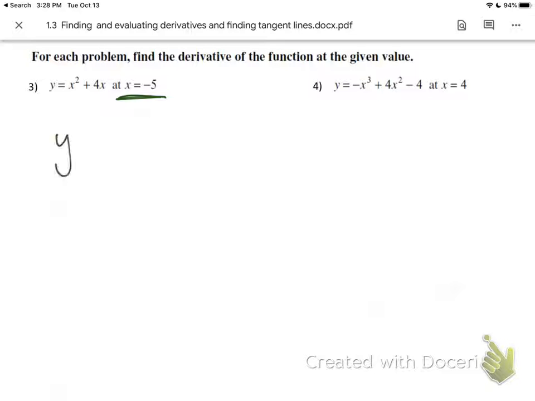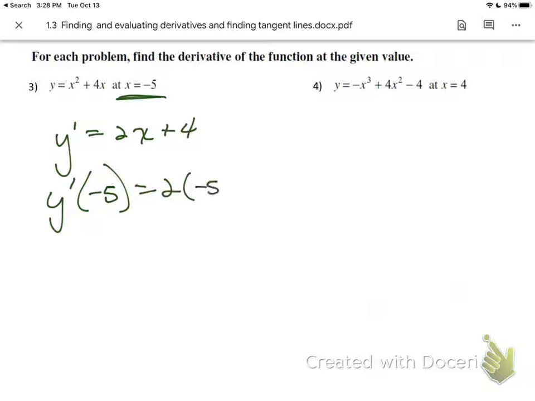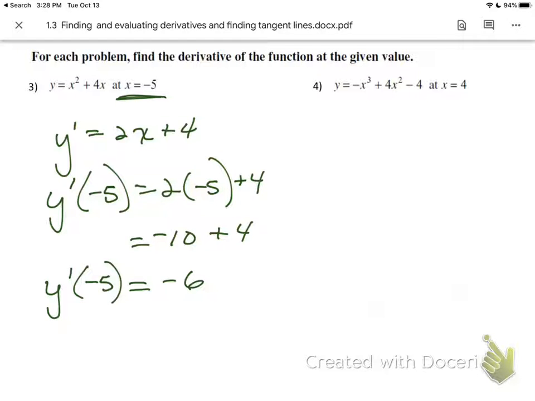So y prime equals 2x plus 4. Y prime evaluated at negative 5 equals 2 times negative 5 plus 4. So that is negative 10 plus 4, which should be negative 6. So y prime evaluated at negative 5 is negative 6.